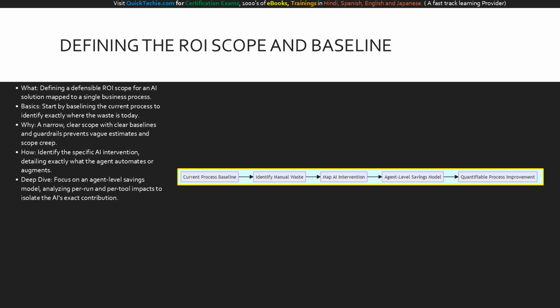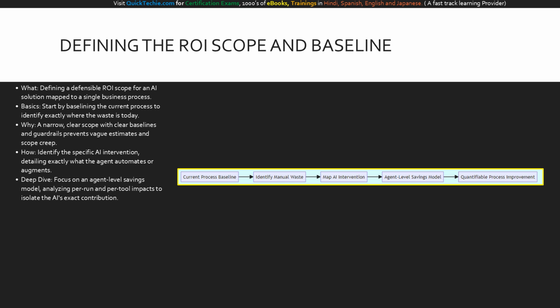This is where we clearly define what the copilot or custom agent is going to do to solve that waste. This flows into the agent-level savings model, representing our strategy to measure the exact impact per task execution. Finally, this culminates in a quantifiable process improvement on the right. By following this visual pipeline, we guarantee that our ROI is tethered to a real, measurable business workflow, rather than abstract productivity claims.